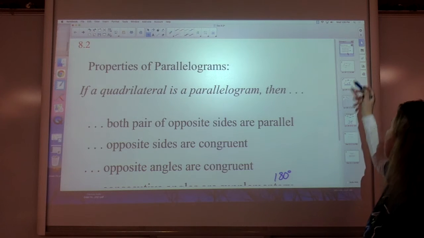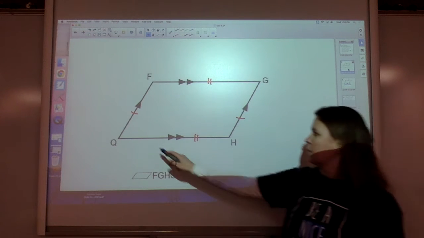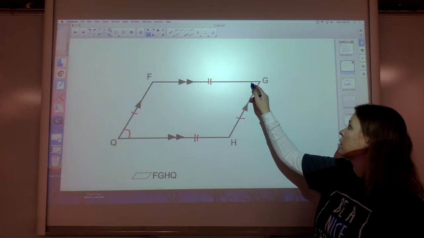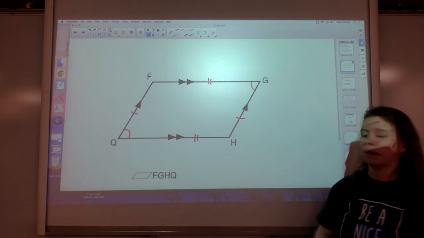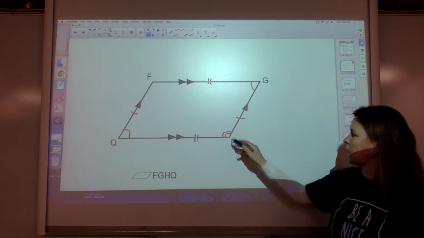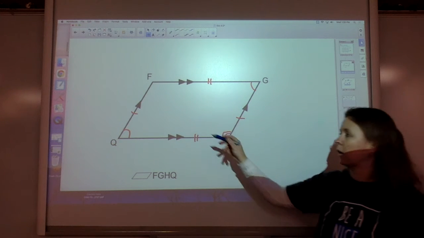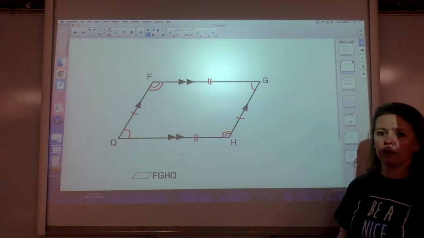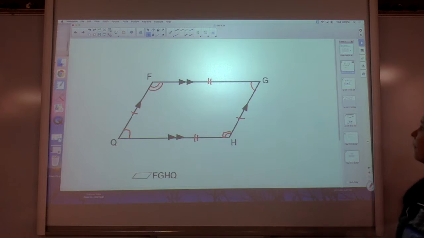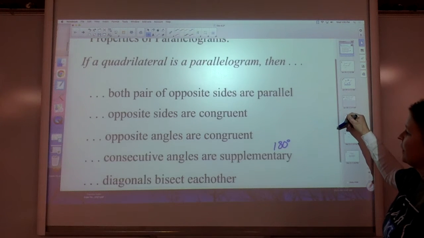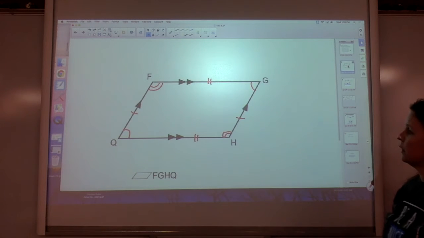Next, opposite angles are congruent. If we measured angle Q right here, we would find out that it's the same degrees as angle G over here. Single arc marks that way. But then we would need double arc marks going the other way to make sure all 4 of them are congruent. Angle H is congruent to angle F. That's 3.